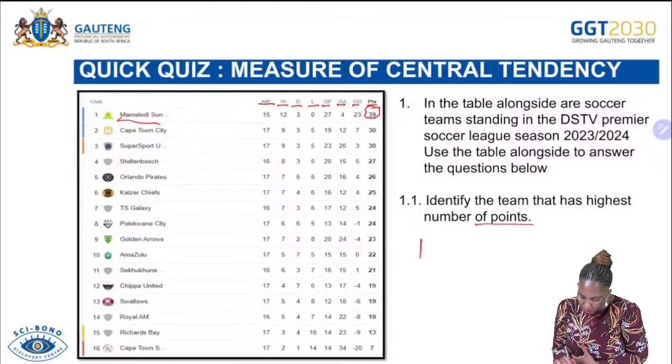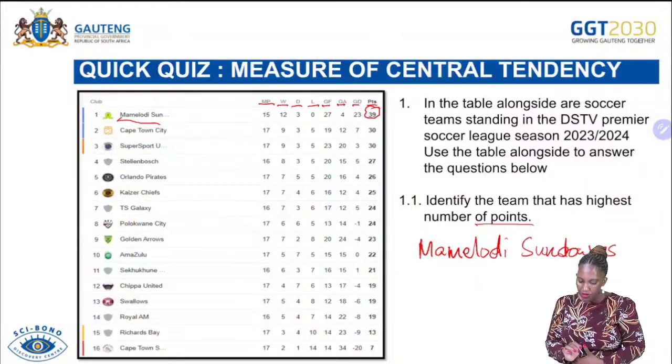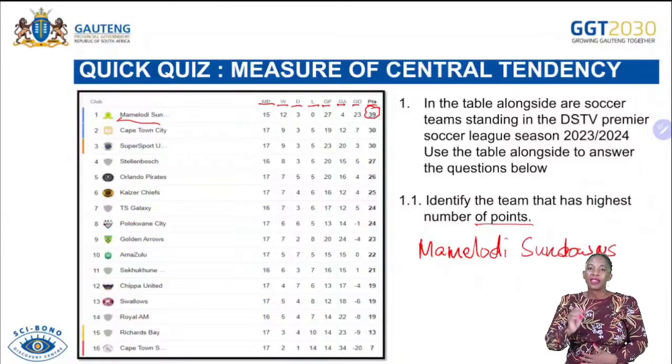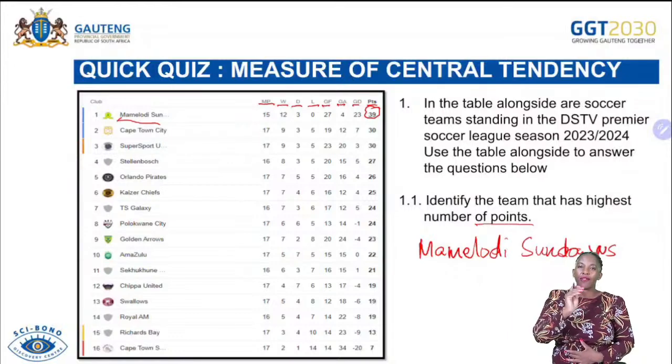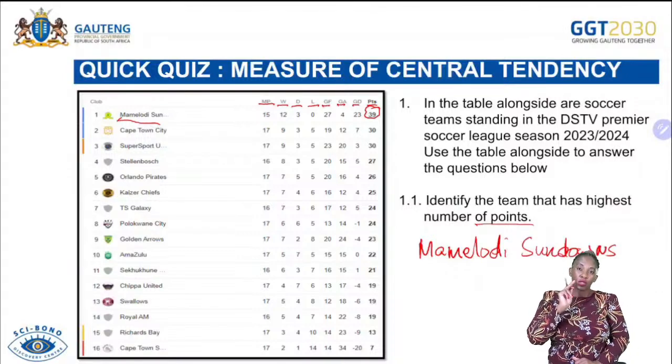So which team is that one? It is Mamelodi Sundowns. Mamelodi Sundowns is the team that has got the highest points. And where did I get the answer? Straight from the points in the given data set, because the question was based on the points. This is what you need to do, boys and girls, in the exam.